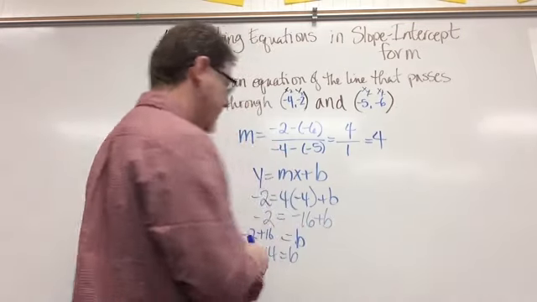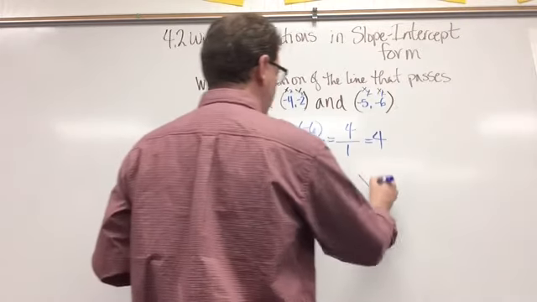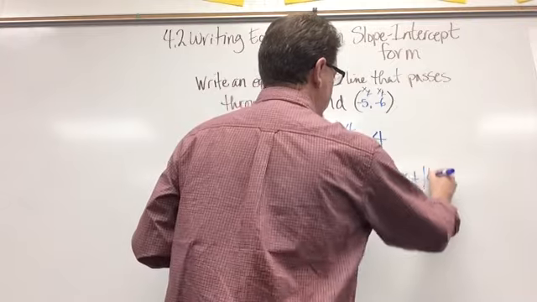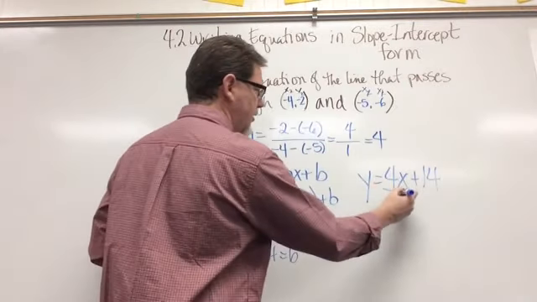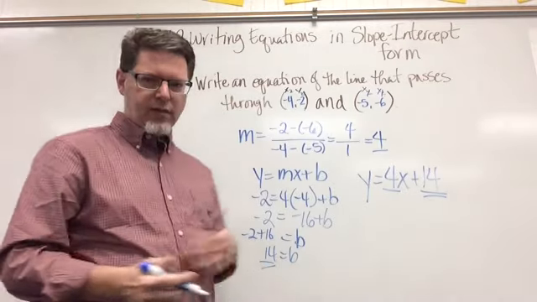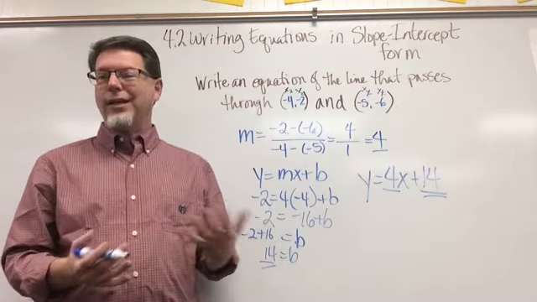So 14 equals b. So the equation of my line is y equals 4x plus 14, because my slope is 4 and my y-intercept is 14. If you'd like to do the other point just for fun, you can. I'm not going to.